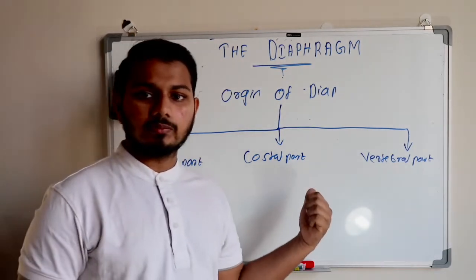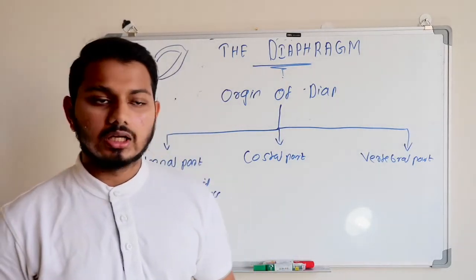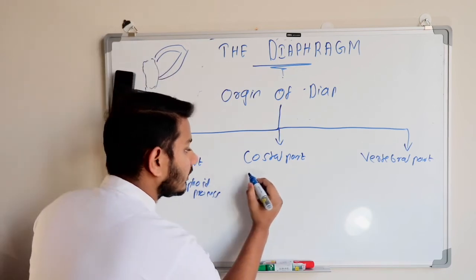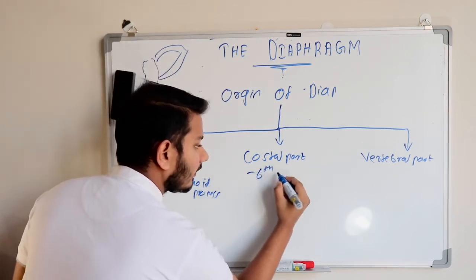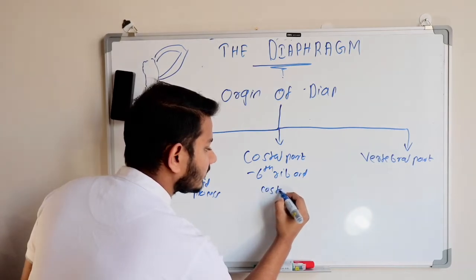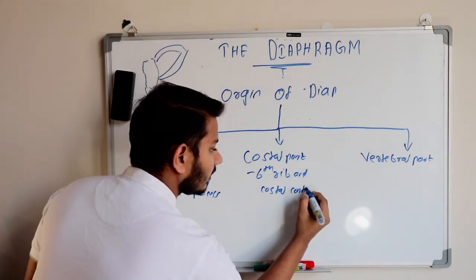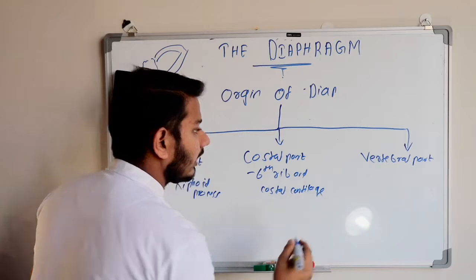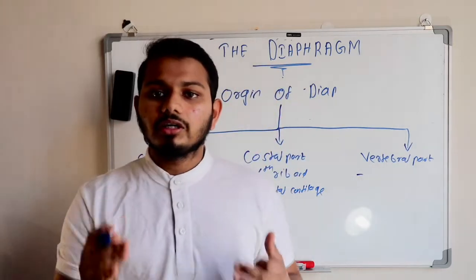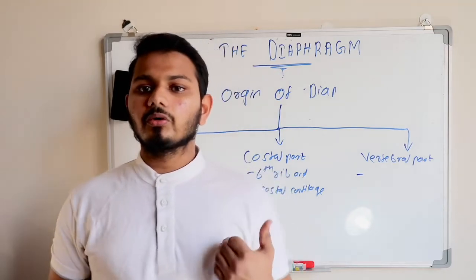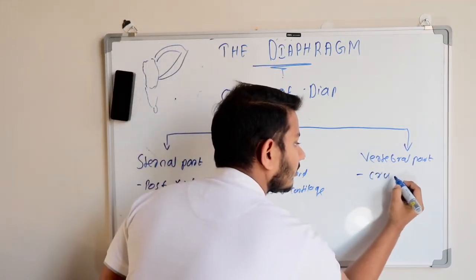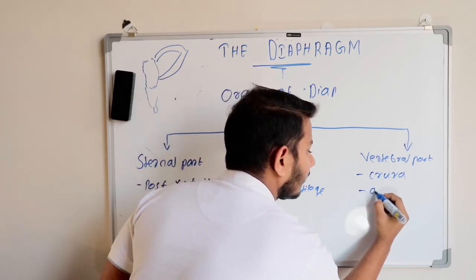Next thing, the costal part. As the name suggests, the costal part arises from the costal cartilage, from the sixth rib and costal cartilage. And next one is the vertebral part. The vertebral part arises from the crura and the arcuate ligaments.